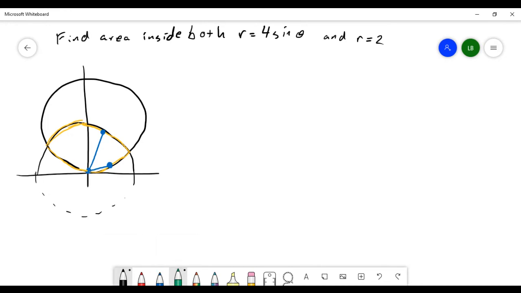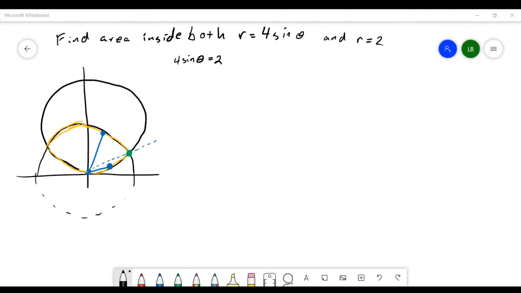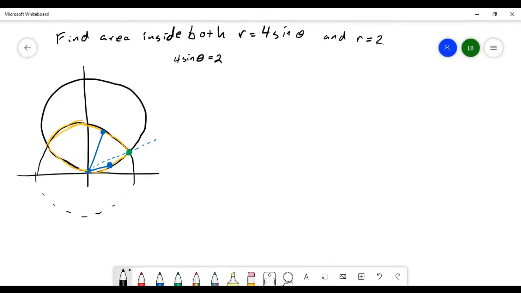And we can tell where they swap because it's where they intersect. So the straight line from the origin through this green dot is going to be the limit of integration for one of our functions. And this is where our two functions are equal. So where 4 sine of theta is equal to 2. Make sense? Okay, cool. So 4 sine of theta is equal to 2 means that sine of theta is 1 half. That occurs at theta is equal to pi over 6.